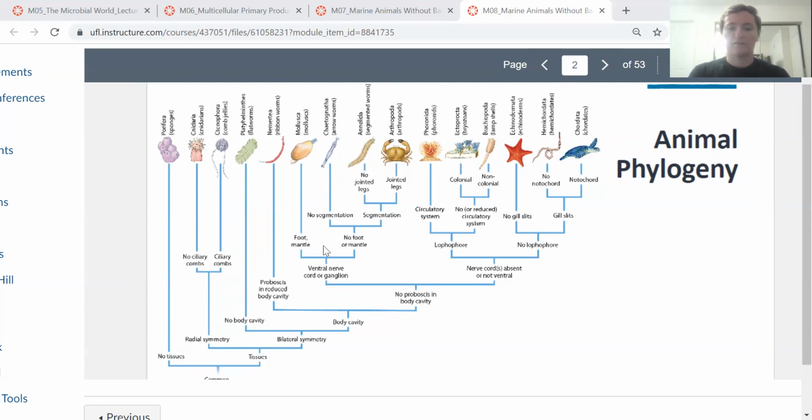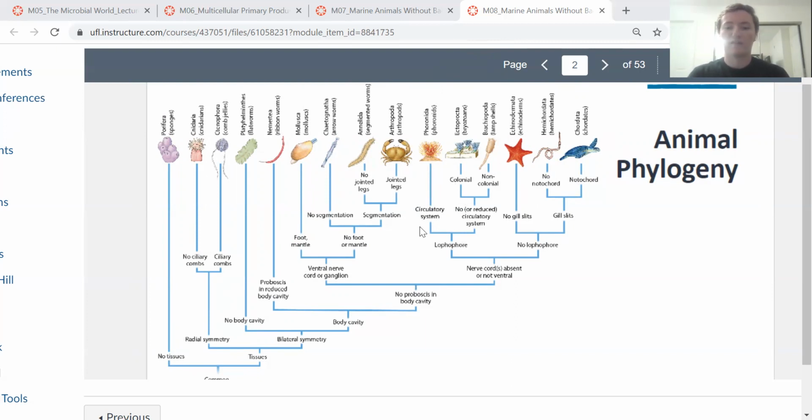So now that we've gotten past those organisms with a ventral nerve cord or a ganglion, we're going to go to the ones that are either not there or not ventral, and ventral means on the underside. So we're going to go into Phoronida, which are something that I don't believe we actually talked about. I might be wrong on that, but I do not remember talking about them. But they are lophophorates. These are our lophophorate worms. So we're talking about the lophophorates.